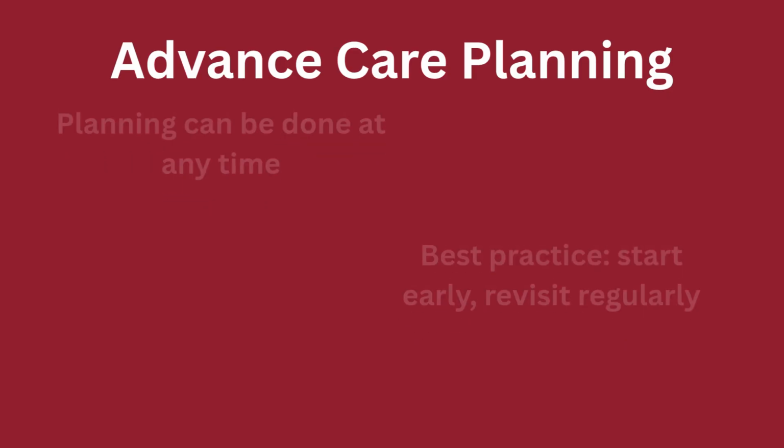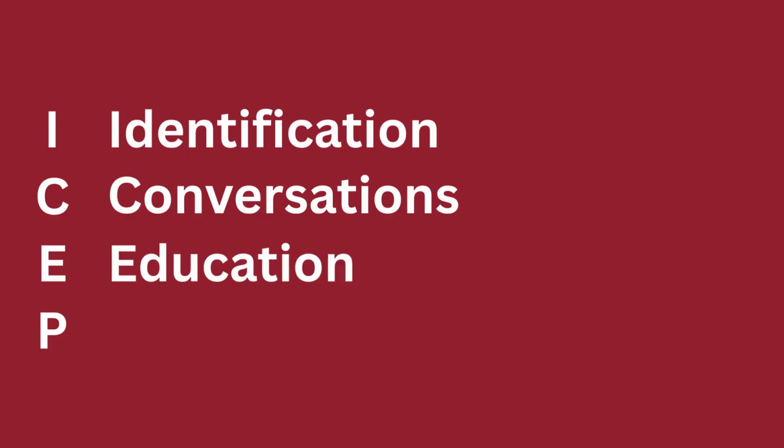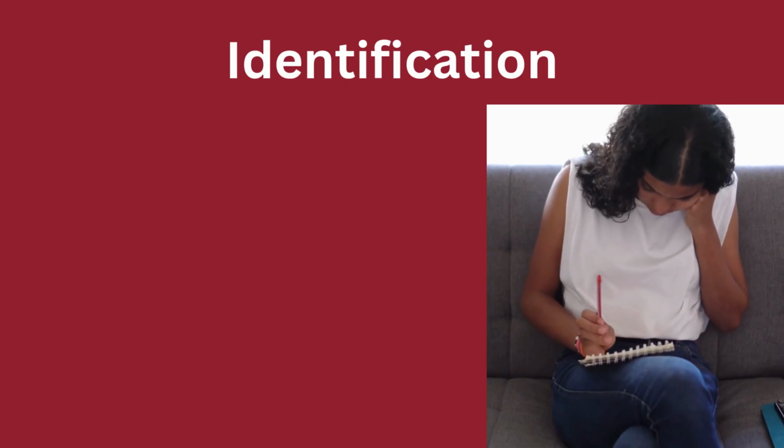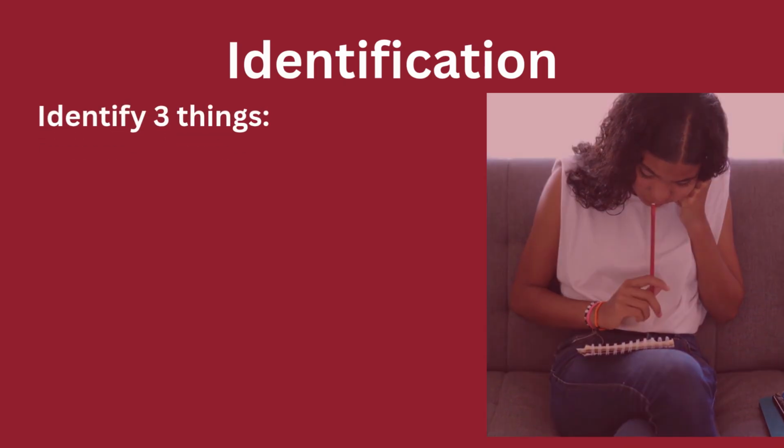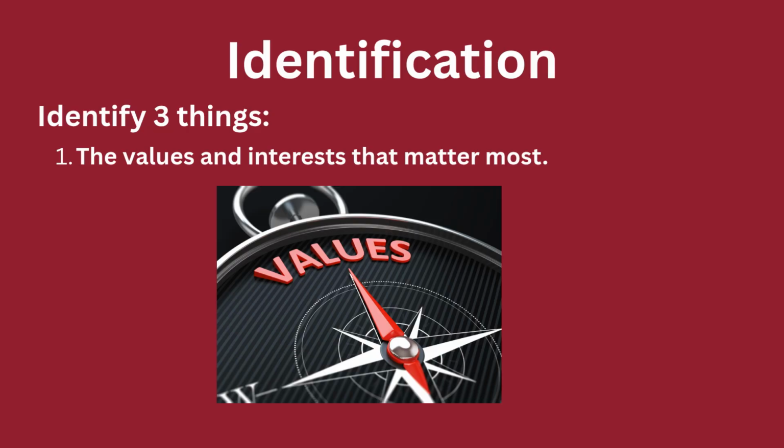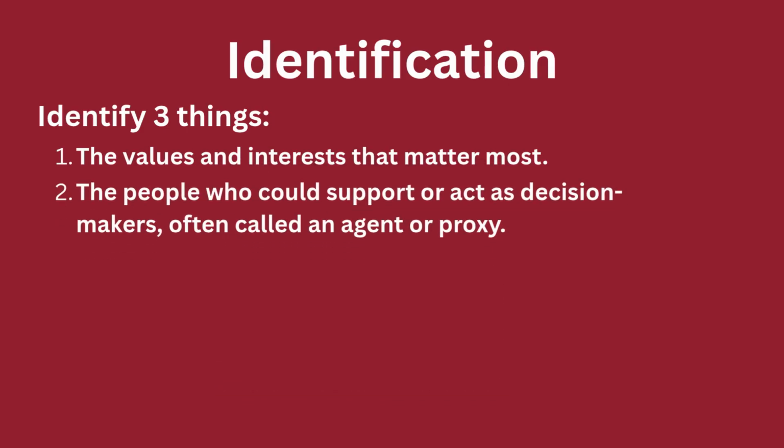There are many approaches to advanced care planning. In this video, we will use the ICEP method: identification, conversations, education, and paperwork. Step 1 is identification, beginning by identifying 3 things. First, the values and interests that matter most, such as personal, cultural, or religious beliefs that guide medical decisions. Second, the people who could support or act as decision makers.